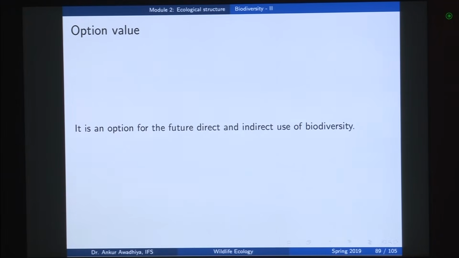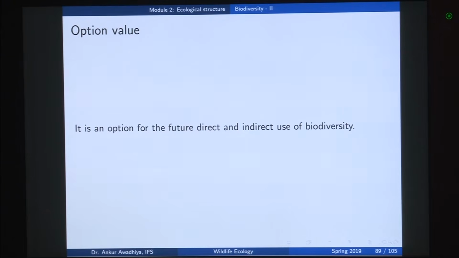The other kind of values that we derive out of biodiversity are things like option value. Now, option value is an option for the future direct and indirect use of biodiversity. So, for instance, if we have a forest, we have an option to clear up this forest and use all the timber, or we have this option to keep this forest as such, and maybe say 10 years down the line, if there is some disease that we do not have a cure for, we might go into this forest and search for other biological molecules that might offer a cure.